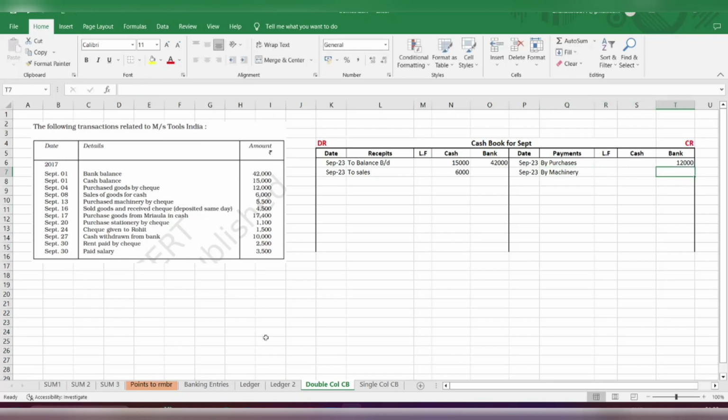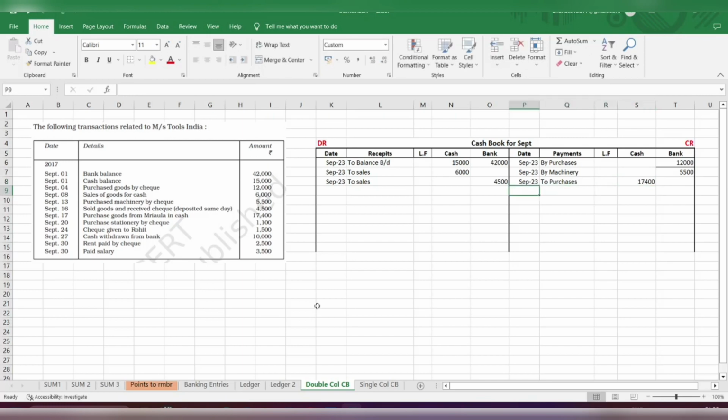By machinery, bank column, 5,500. Sold goods and received check. Here it is sales, so to sales, bank column now, because it is received through check on September 16th. Next, purchased goods. By purchases in cash, it is 17,400.